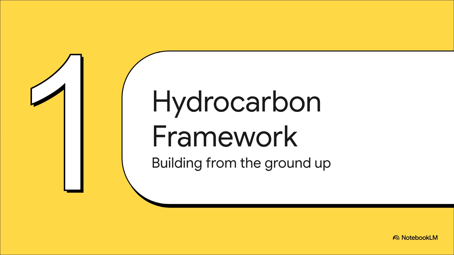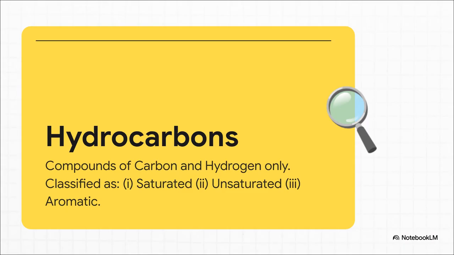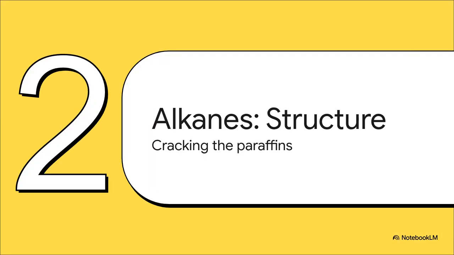We're starting from scratch here, building our knowledge from the ground up, exactly how your NCERT wants you to. Okay, the book starts with the absolute basics. What are hydrocarbons? Super simple, really. They're just compounds made of carbon and hydrogen. That's it. The whole chapter is built on how we classify them into three main buckets: saturated, with all single bonds; unsaturated, with double or triple bonds; and then that special group, the aromatic hydrocarbons.